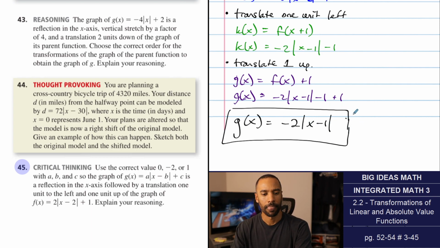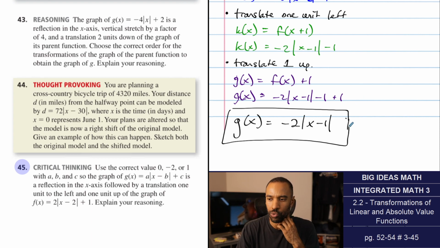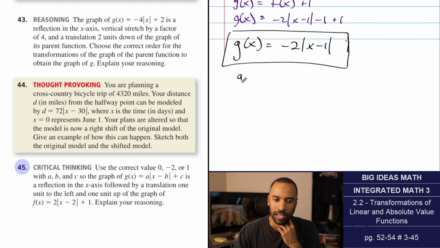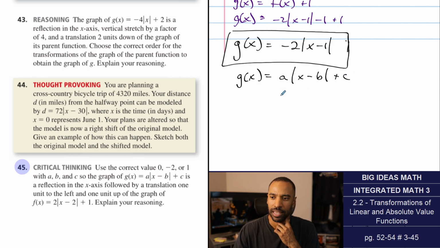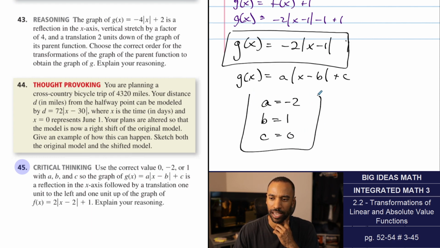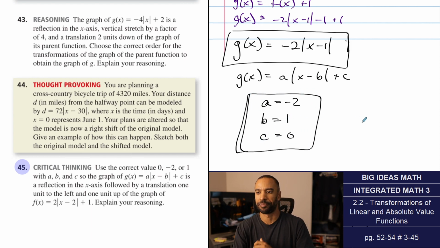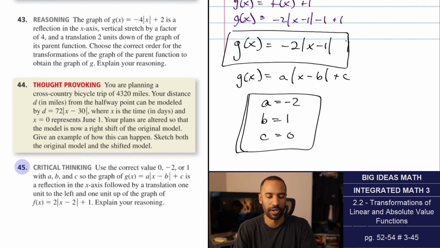They said take the numbers 0, negative 2, or 1 in g of x equals a times the absolute value of x minus b plus c. That would mean that a is negative 2, b is 1, and c is 0 for that guy. All right, the math was the explanation for it.